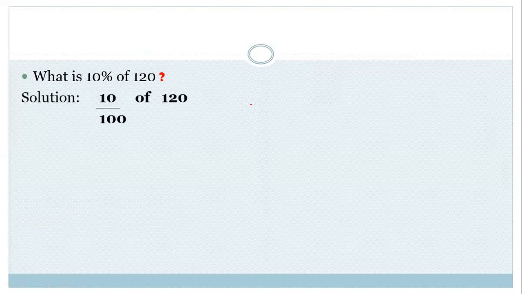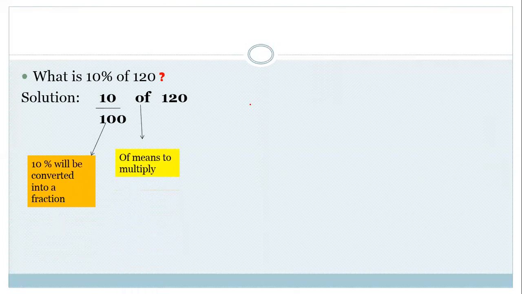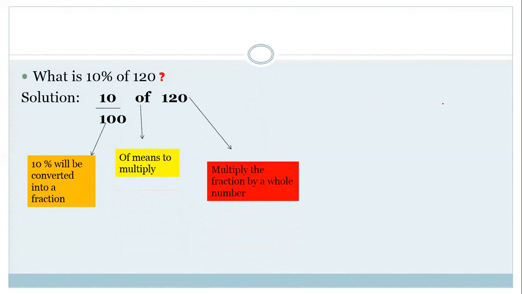Let's implement the rule in this example. What is 10% of 120? First, we have to convert this 10%, that is 10 hundredth of 120. This 10 hundredth is 10%, which is converted into a fraction. Of means multiply. 120 is the whole number by which the fraction is going to be multiplied. 10 hundredth multiplied by 120.